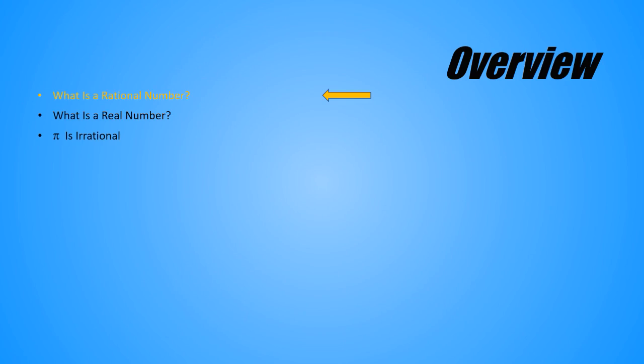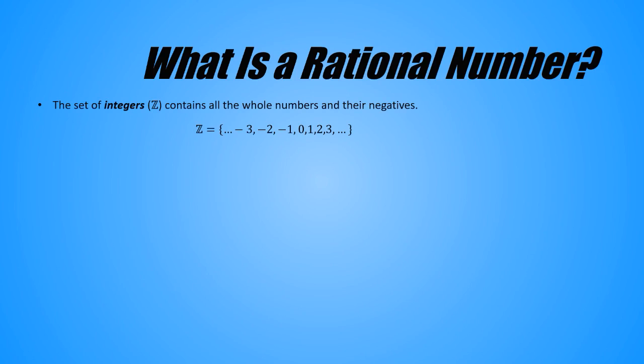Before I get to the irrationality of pi, I want to talk for a bit on what it means for a number to be rational. We begin by introducing the set of integers, which we denote using the letter Z. So the set of integers contains all the whole numbers and their negatives. The dots at either end indicate that the pattern implied by the listed elements continues forever in both directions.